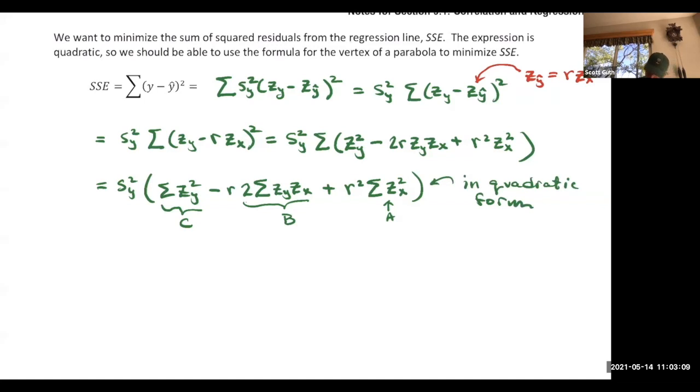The leading coefficient is positive. So let's write it this way. A is the sum of ZX squared. B is going to be -2 times the sum of ZY times ZX, or ZX times ZY, if you like. And C is the constant, the sum of ZY squared.